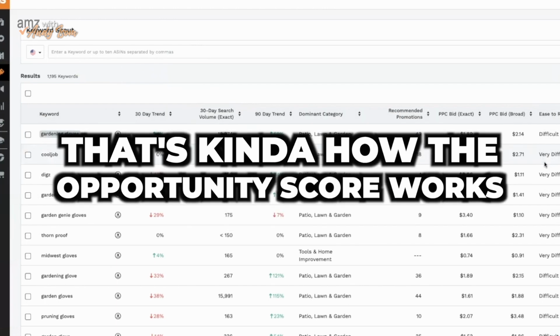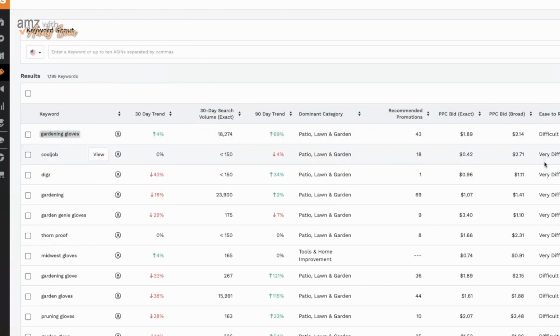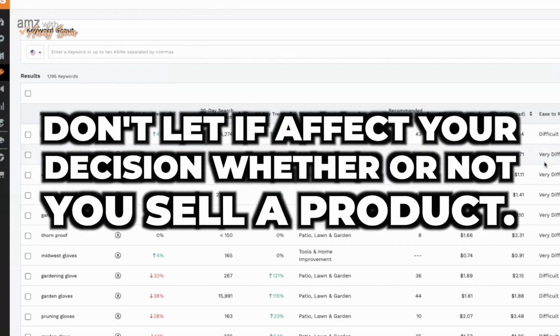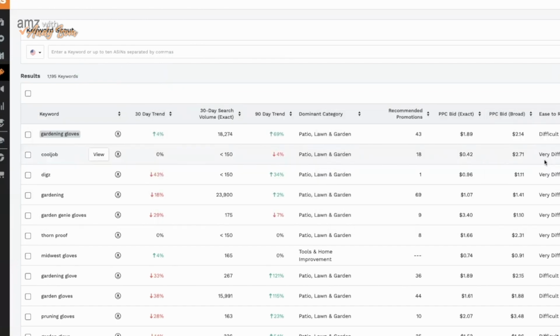That's kind of how the opportunity score works. See it, say, oh, that's interesting, but don't let it affect your decision on whether or not you're going to sell something. Okay. So what I wanted to show you guys actually has to do with this.